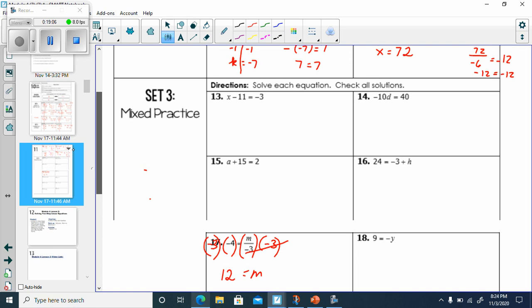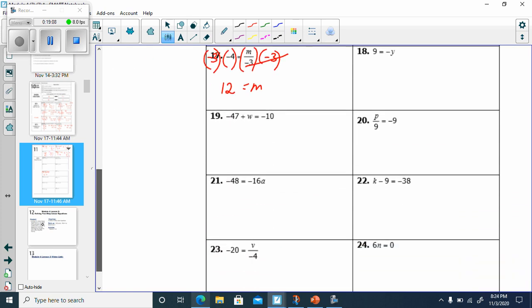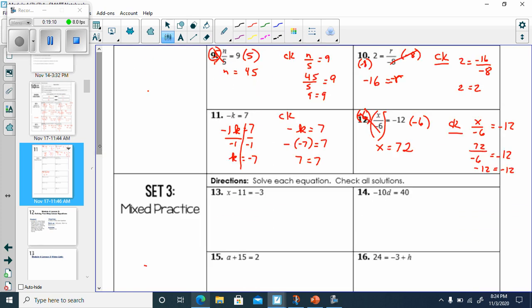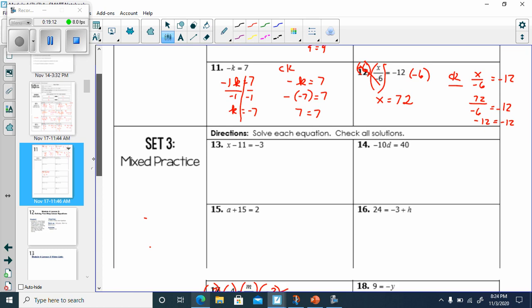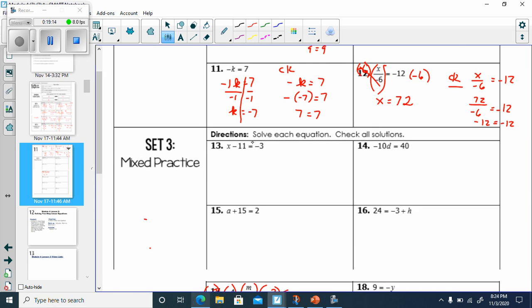Now let's try a few of these down here. These are mixed practice. X minus 11 equals negative 3. If I'm subtracting 11 from both sides, the opposite of that is to add 11 to both sides. X then would be equal to 8, okay?